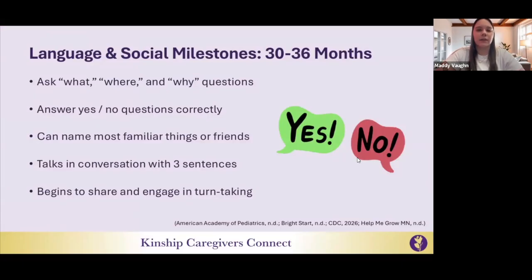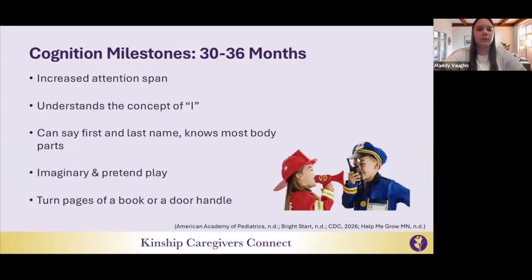They may talk in conversation with 2 to 3 sentences, and their turn taking and sharing skills start to improve as they're building those social skills. They're able to name most familiar items or people in their lives.